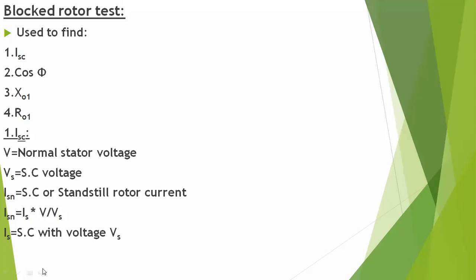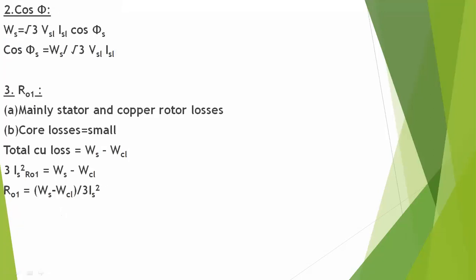Next, second one is the power factor, cos phi. We know the wattmeter power WSC is equal to root 3 VSL ISL cos phi SC. From this we can find out the value of cos phi. So cos phi is equal to WSC by root 3 VSL ISL. It is easy. So these first and second values are used in the construction of the circle diagram.